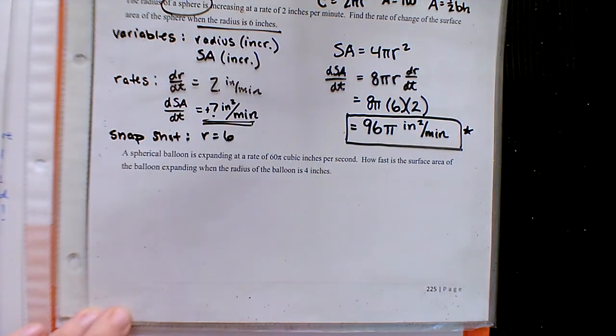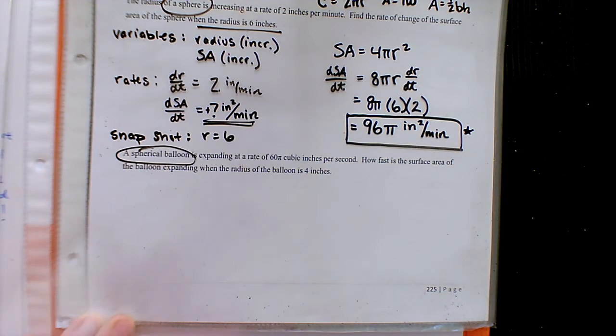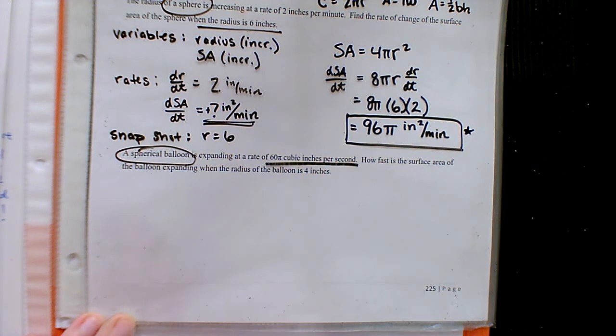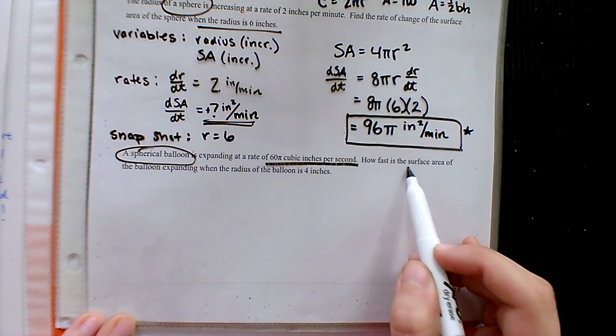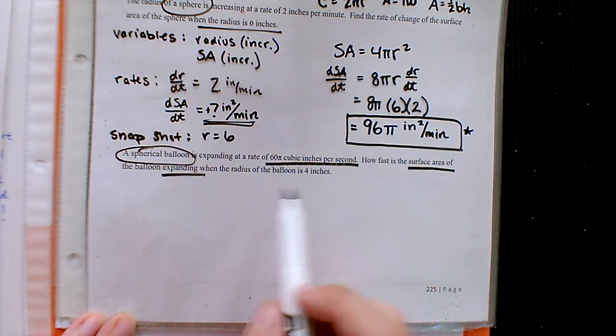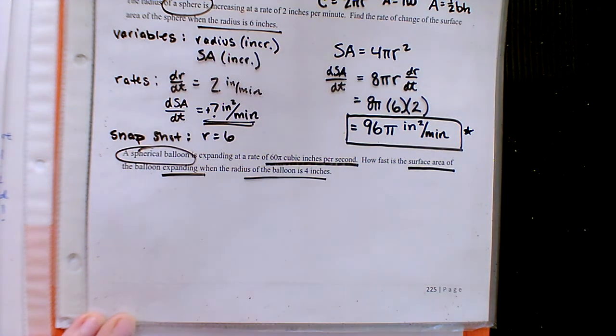All right, let's check out the last one. A spherical balloon. All right, we can't get away from these balloons. A spherical balloon is expanding at the rate of 6 pi cubic inches per second. How fast is the surface area expanding or increasing when the radius of the balloon is 4 inches?